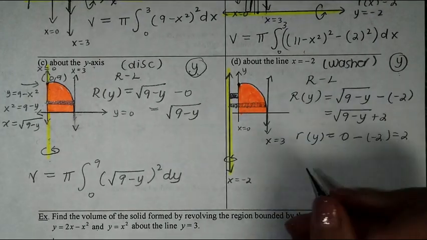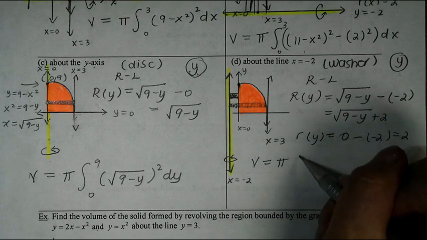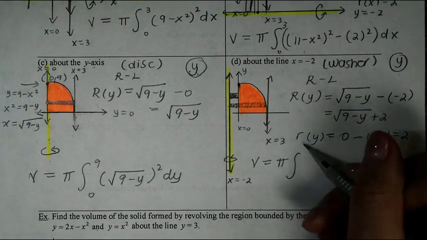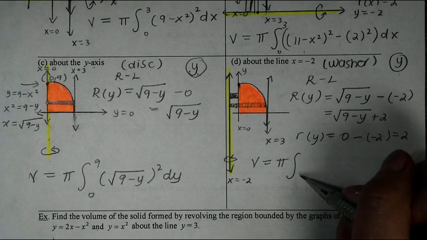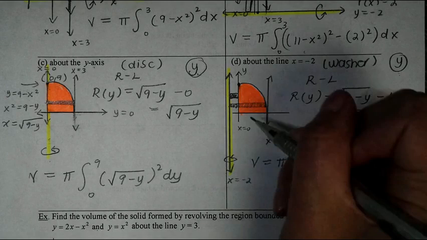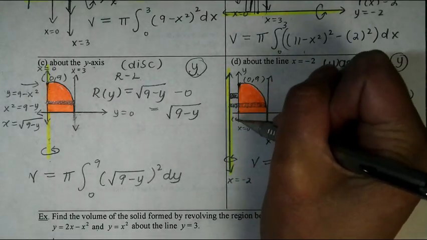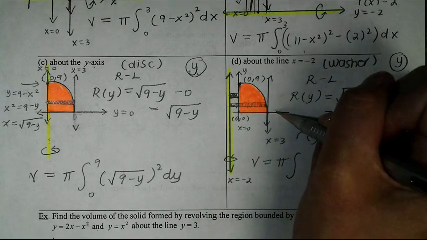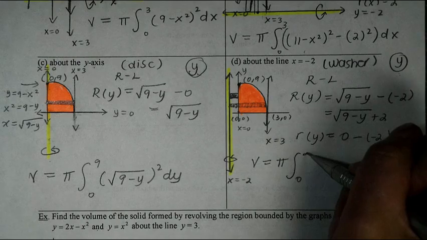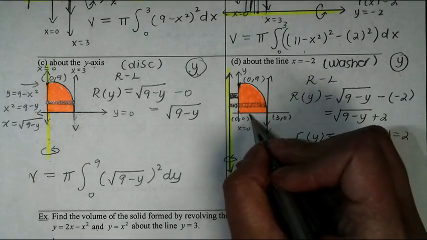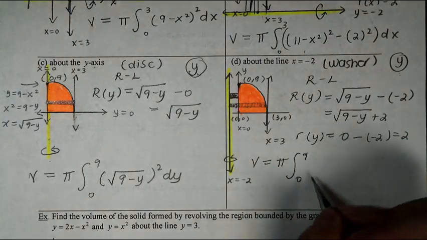So what you have here is that the volume is going to be equal to pi integral, and what are going to be the limits of integration here? Your limits of integration, again, are going to be based on y, so you know that this is the point 0,9 and this is the point 0,0, and this is the point 3,0, so you know that it's going to be from 0 to 9. Why? Because that's the lowest part of the orange region and the highest part is 9, because you are based on the y's.